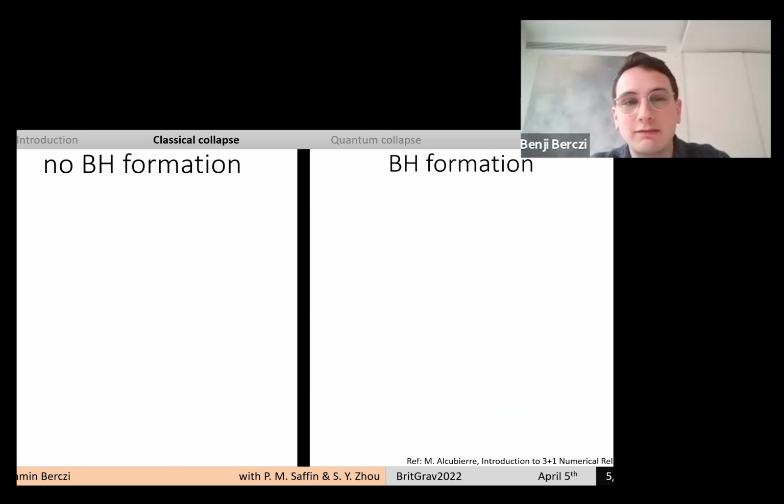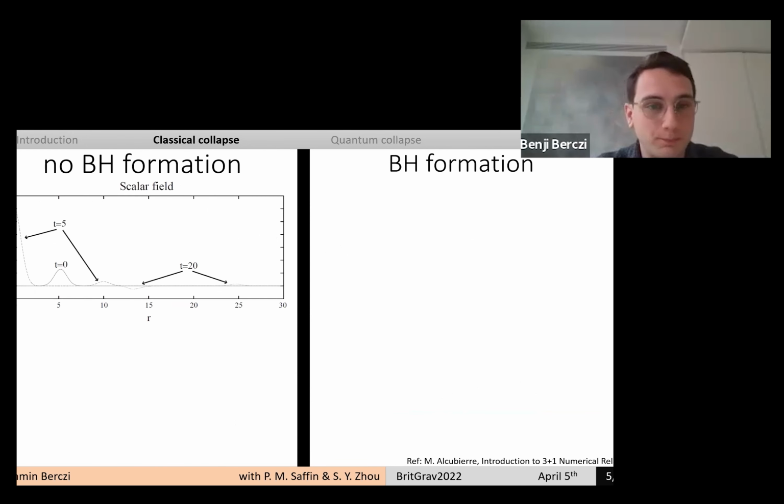And we can look at the actual evolution. So in most of these simulations, the initial scalar field is just a Gaussian that is put at some spatial value. So here it's at r equals 5. And when we start evolving it, it splits into two, one traveling outwards and the other part traveling inwards, reflecting and also starting to travel outwards. Here we can see that there is no black hole formed at t equals 20.